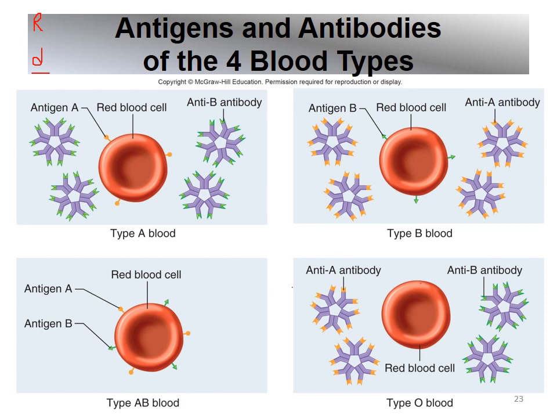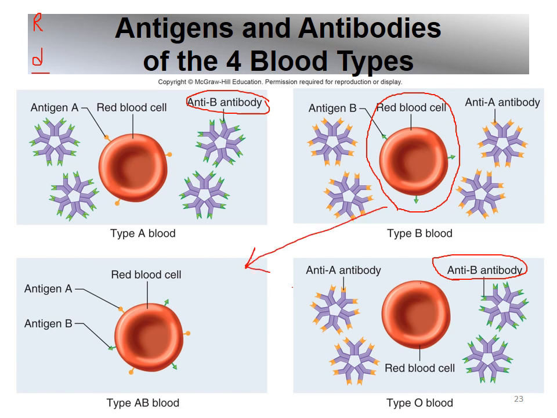All right. Now, if I'm type B, that means that I have got B antigens on my cell surface, so I cannot donate to anyone who has anti-B antibodies. And so there's only two that have anti-B antibodies, and that is type A and type O. So B can donate to other Bs, and it can donate to type AB. All right.